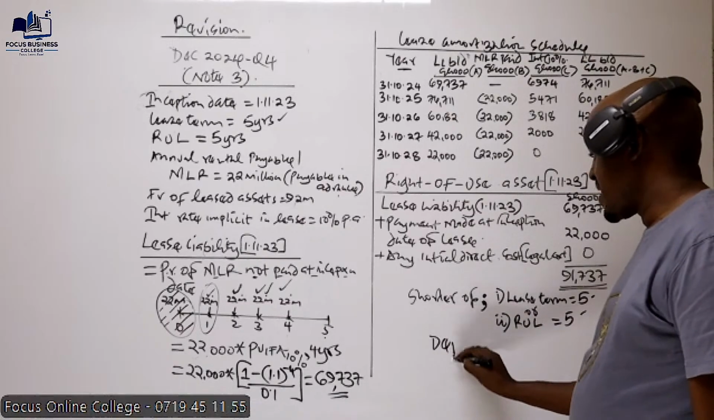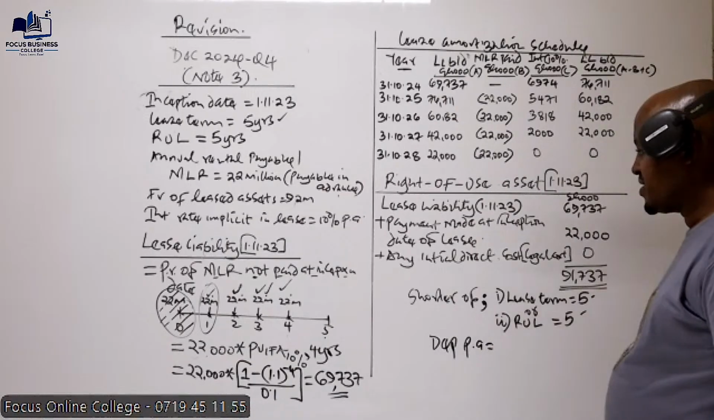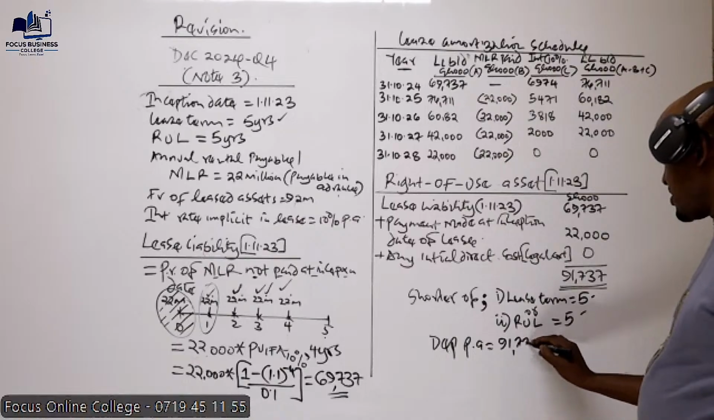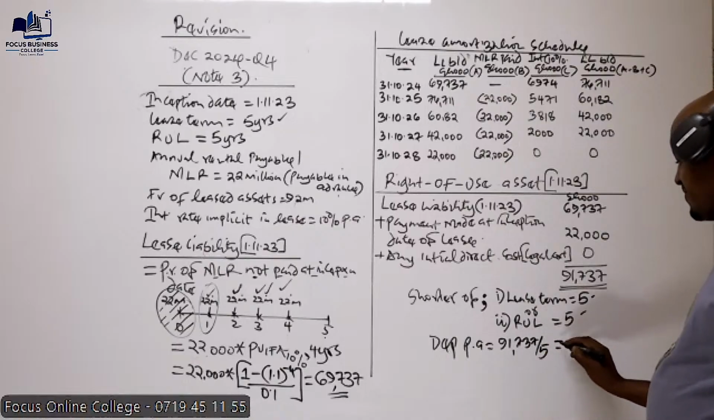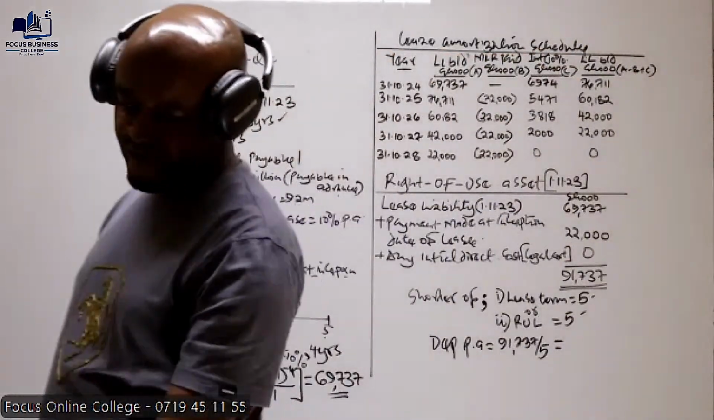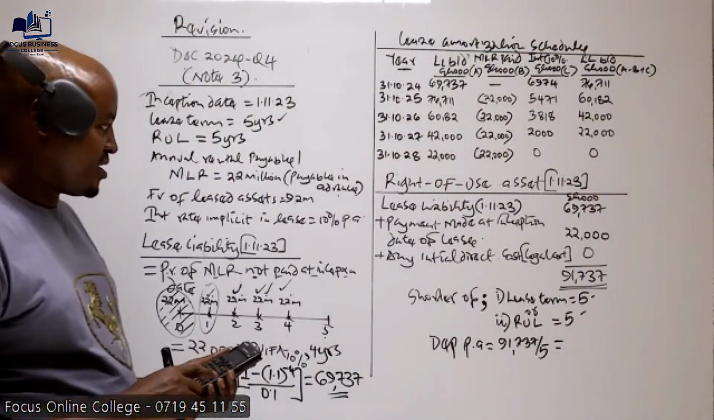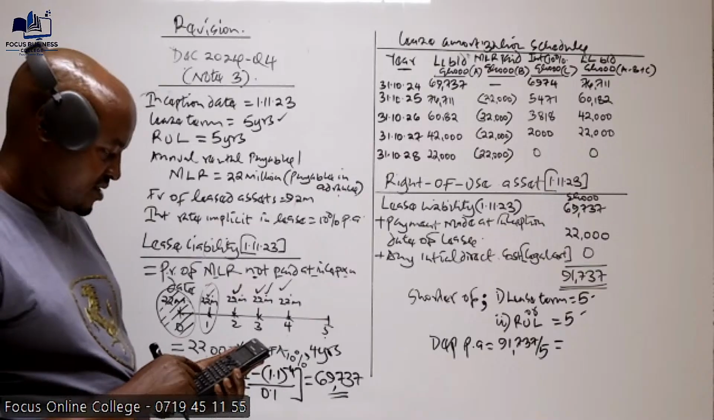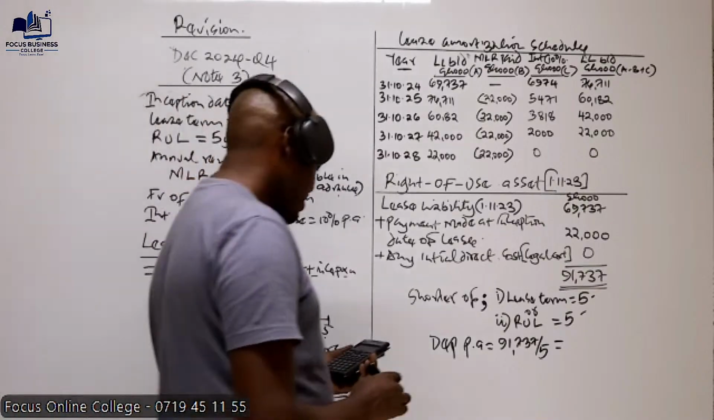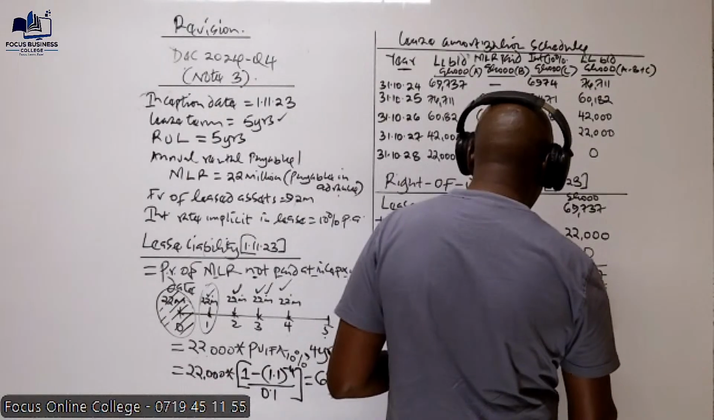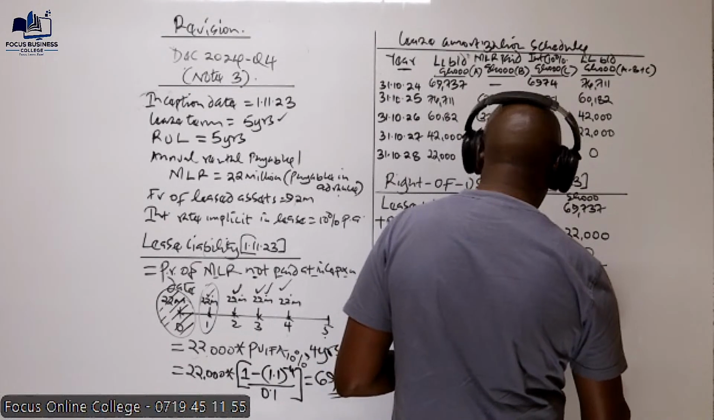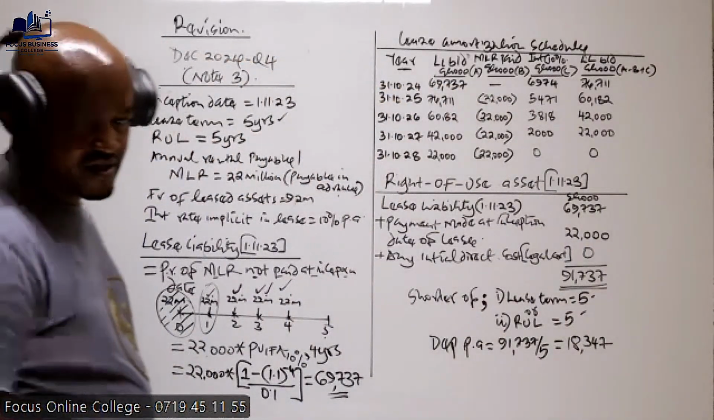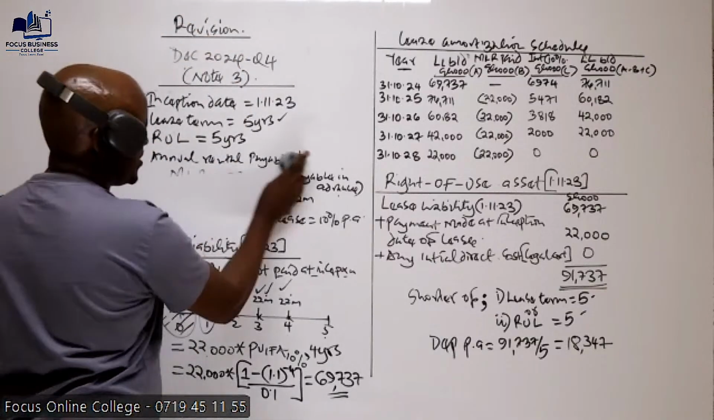Therefore, the depreciation per annum for this right of use asset should be equal to 91,737, which we divide by 5. That will give us the depreciation of the right of use asset. 91,737 divided by 5 will give us an amount of 18,347.